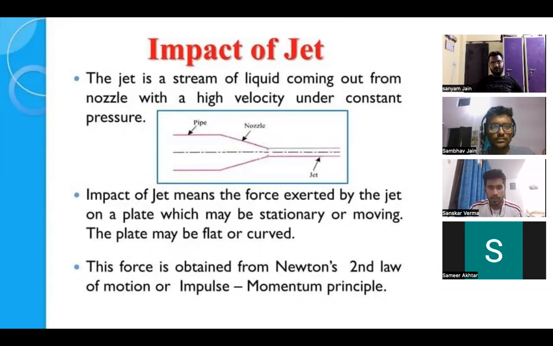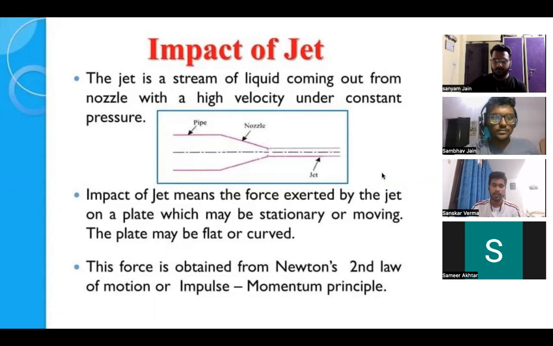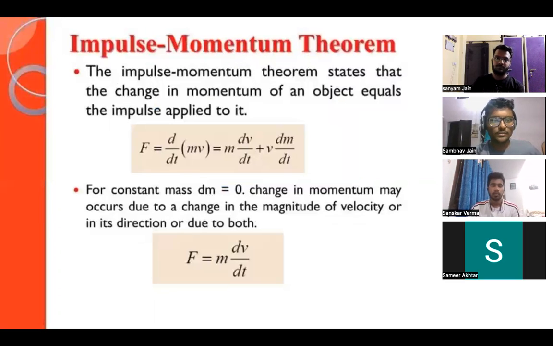As you can see in the diagram, the nozzle is a narrowing tube coming out from a pipe. The fluid is flowing through the jet. The impact of jet means the force exerted by the jet on a plate, which may be stationary or moving. The plate may be flat or curved. The force is obtained from Newton's second law of motion, the impulse, which is also known as the momentum principle.